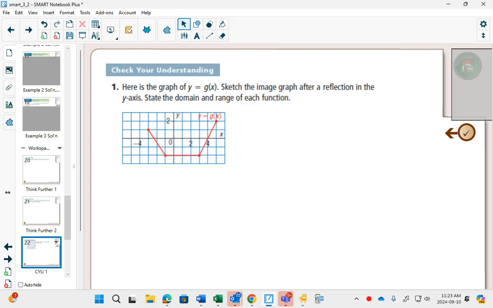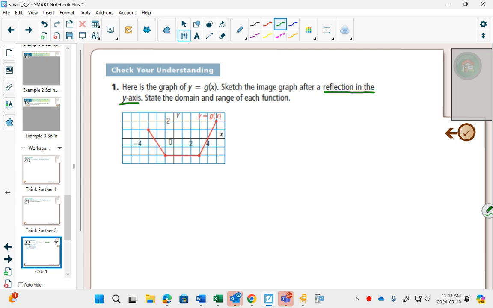So here's our first graph, and it says sketch the image graph after reflection in the y-axis, state the domain and range. And the first thing I'm going to do is underline this part here, and I am just going to translate that into all the different ways they can ask the same thing, okay? Sometimes the math isn't hard, but they ask the same thing with different words, and then it becomes hard. It's like, well, what does it mean this time?